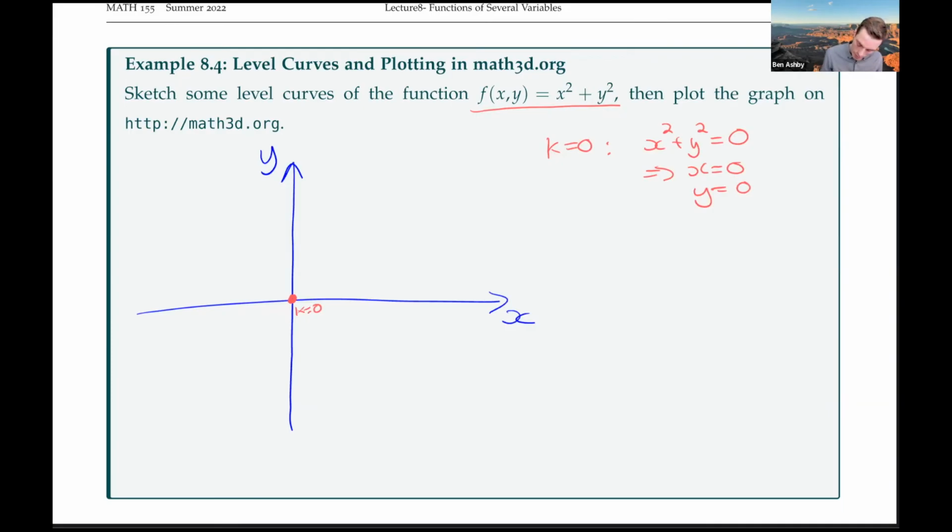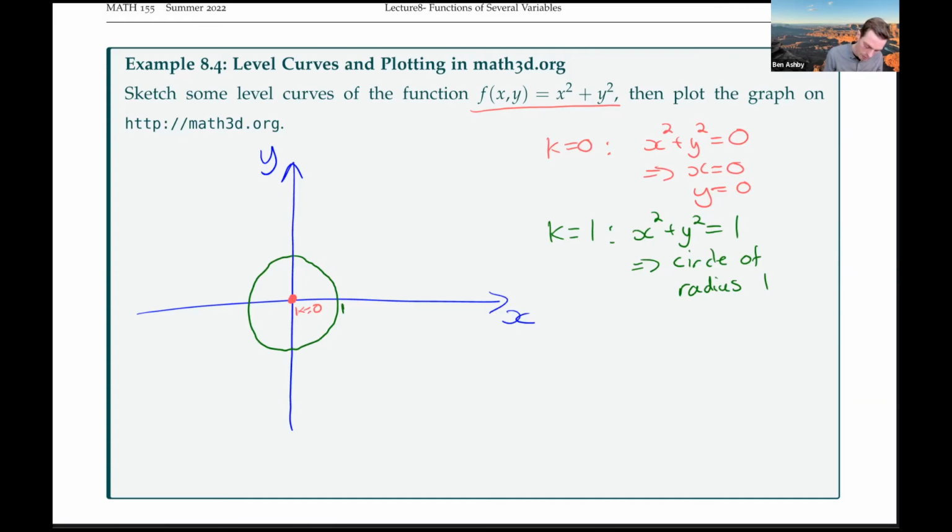How about if we have a different value? Suppose now we've got k equal to 1. So this is x squared plus y squared equal to 1. And that's just a circle of radius 1, centered at the origin. Okay, so that looks something like this. So that passes through this point 1 here. Sorry, not k equal to 0, that's k equal to 1.